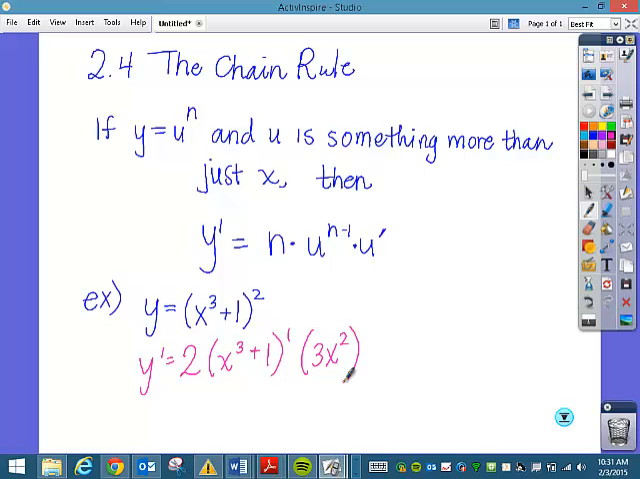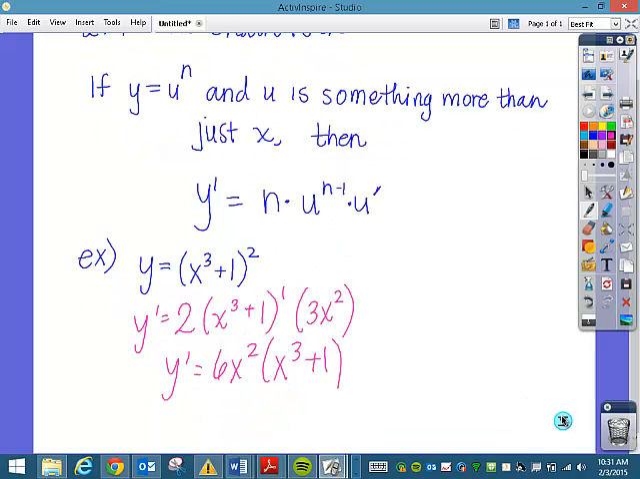For my final answer, I can multiply the 2 and the 3 to get 6x squared times x to the third plus 1. If you wanted to, you could then distribute the 6x squared, so you get 6x to the 5th plus 6x squared.